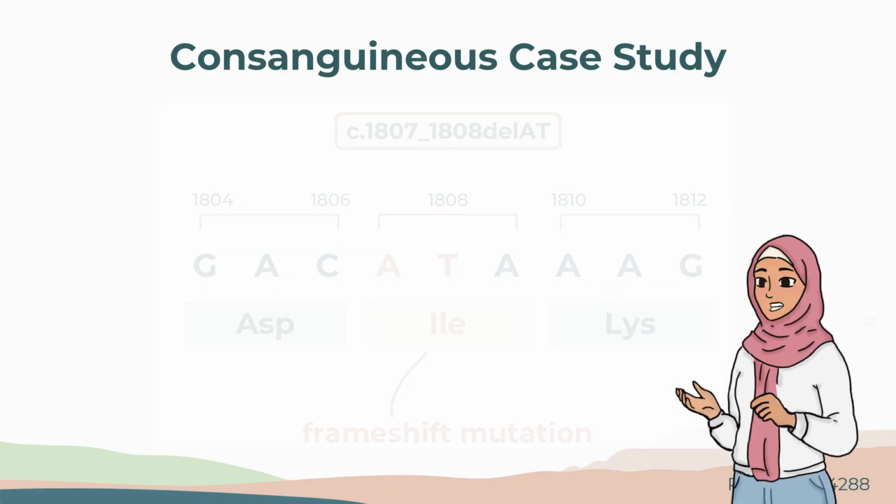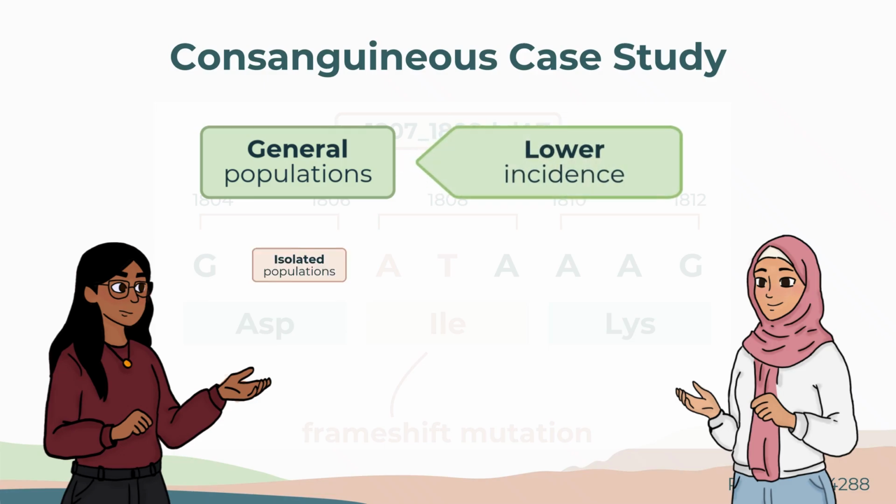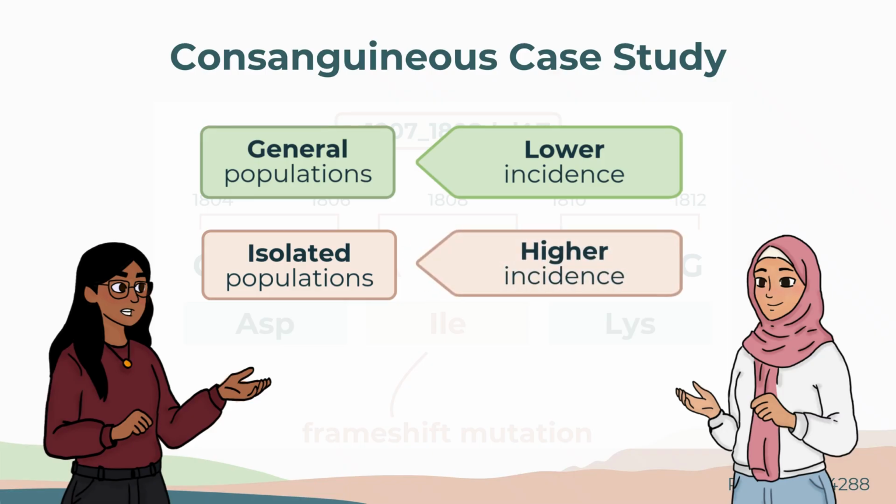history. So the condition would be sort of rare too, right? I mean, kind of. In general populations, primary microcephaly has a relatively low incidence, but in certain populations, like those that are isolated, there is a slightly higher incidence rate.